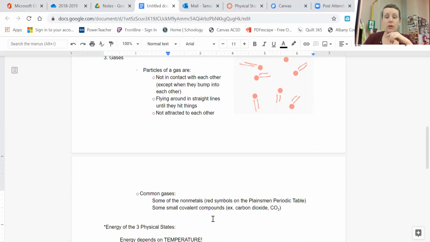And then some small covalent compounds are also going to be gases. So for example, carbon dioxide, that's a compound that we breathe out. And that one it's very small. It's got 3 atoms, and it is a gas. Now water's got 3 atoms and it's a liquid. Carbon dioxide has 3 atoms and that's a gas. If you are to take a further chemistry course, Chem 1 maybe, or a college chemistry course in the future, you'll learn about things called intermolecular forces of attraction, and it'll help explain why some of those are gases and some of them are liquids.